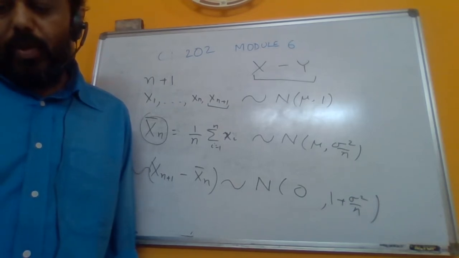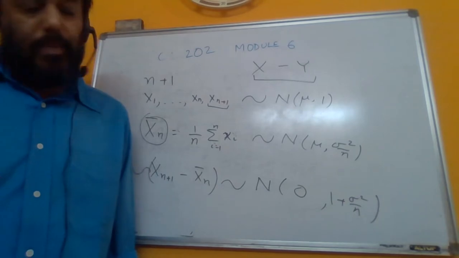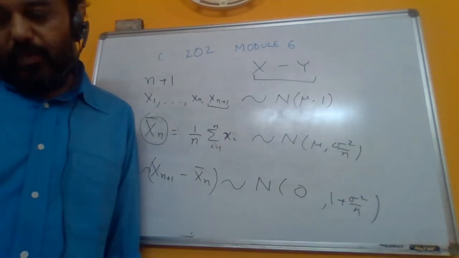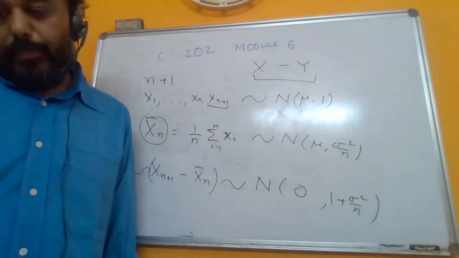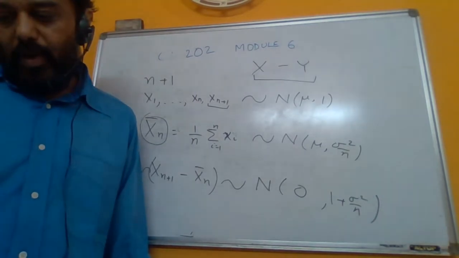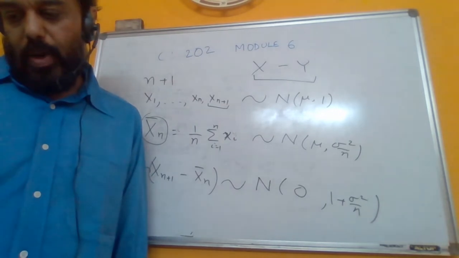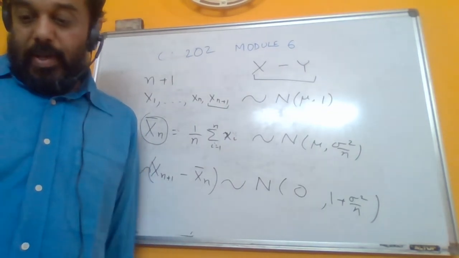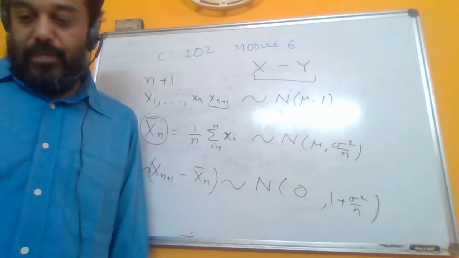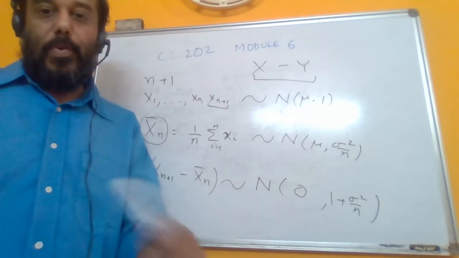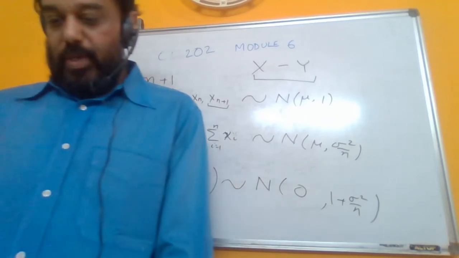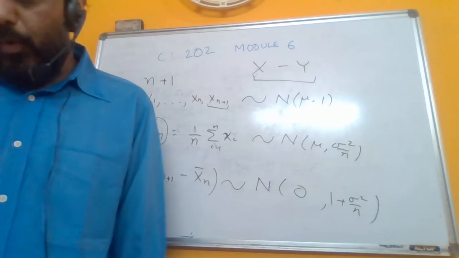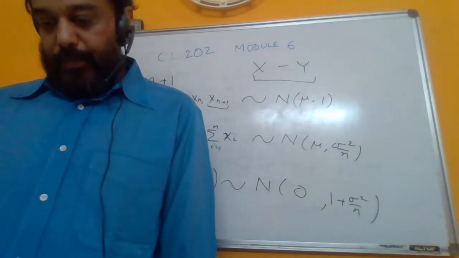So you can give an interval of the mean mu, and they're asking for that interval to contain the value of xn plus 1. The question is not very clear to me. Maybe I will look at it and probably upload a solution on Moodle. Let me move on to problem number 13.